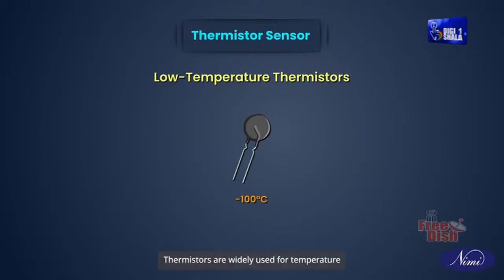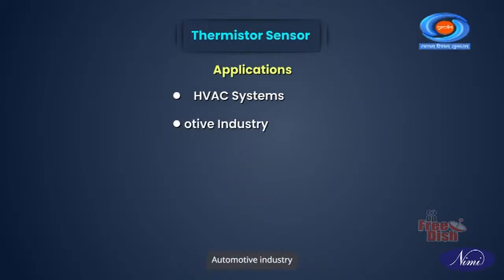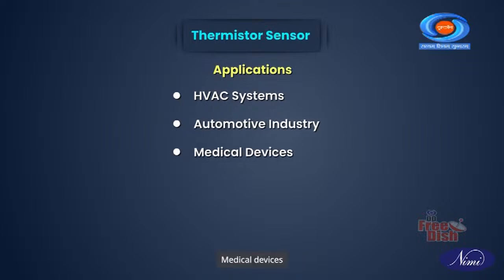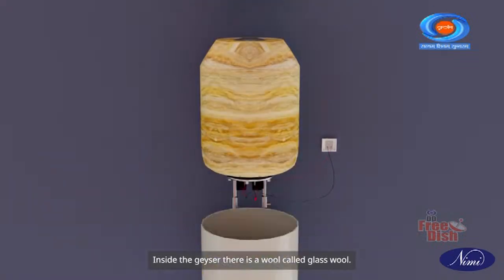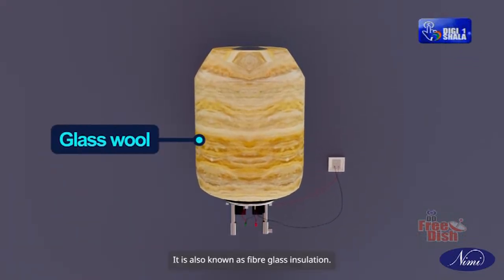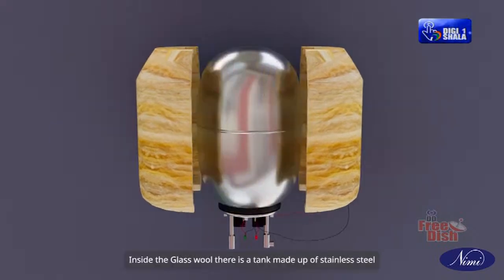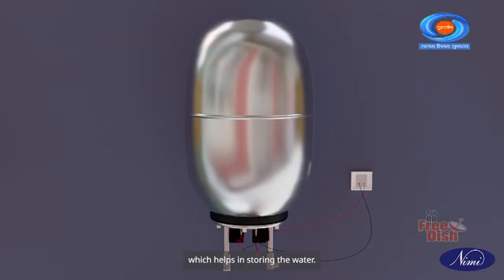Thermistors are widely used for temperature measurement and control in various applications including HVAC systems, automotive industry, medical devices, and consumer electronics. Let us look at thermostat sensors used in the geysers. Inside the geyser, there is a wool called glass wool. It is also known as fiberglass insulation. Inside the glass wool, there is a tank made up of stainless steel which helps in storing the water.